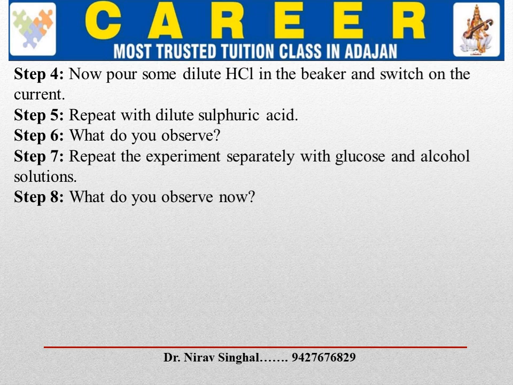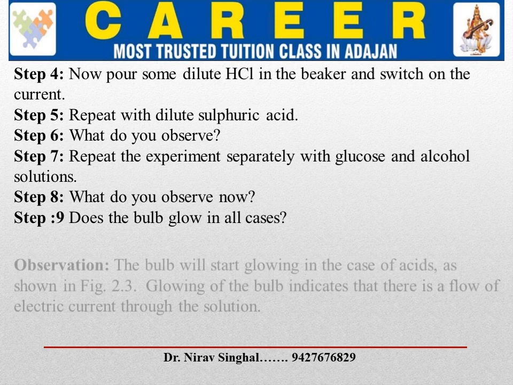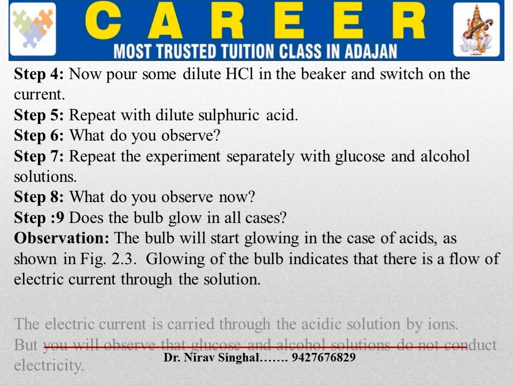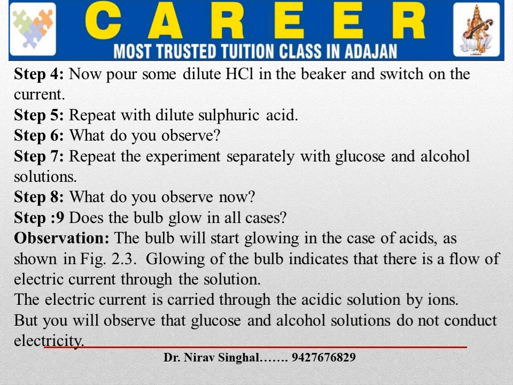Non-ionizable means it has hydrogen, but it cannot donate that hydrogen, and if it does not donate hydrogen, then hydrogen ions will not be obtained in the case of glucose and alcohol. If hydrogen ions are not obtained, then obviously the bulb will not glow, because simple water does not conduct electricity. The bulb will glow in the case of acid, while glowing of the bulb indicates the flow of electric current through the solution. The electric current is carried through the acidic solution by ions, that is H plus ions. Whereas in the case of glucose and alcohol, the solution does not conduct electricity.